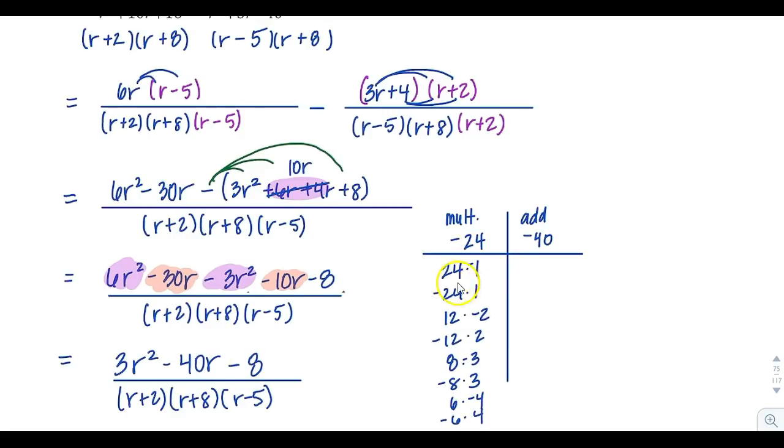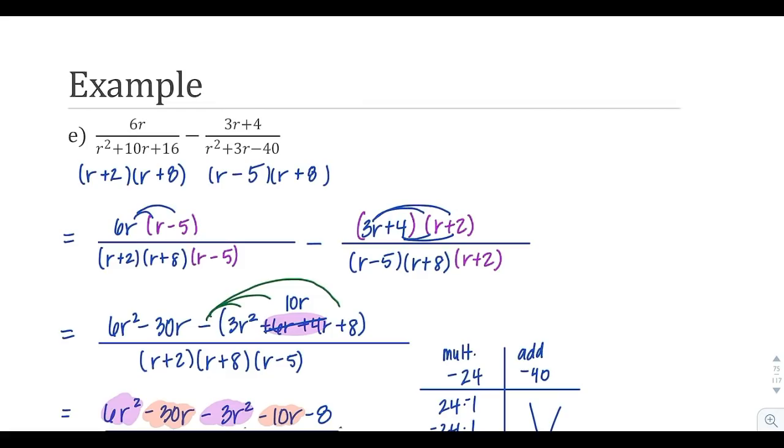None of those add together to be negative 40. There's no way that these numbers would add together to give us negative 40. So since there are no two terms that accomplish this, this numerator is prime. There's nothing more I can do, so this is my final answer. And one last time for consistency, what is the LCD? It's r plus 2, r plus 8, r minus 5. All of those factors multiplied together were my LCD.